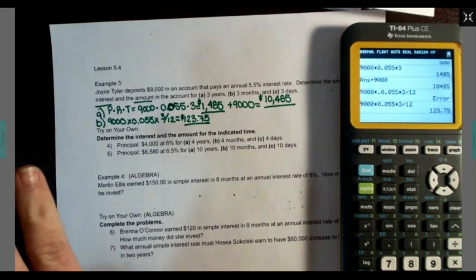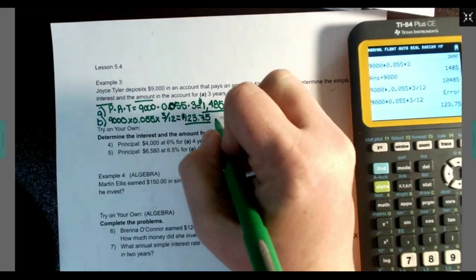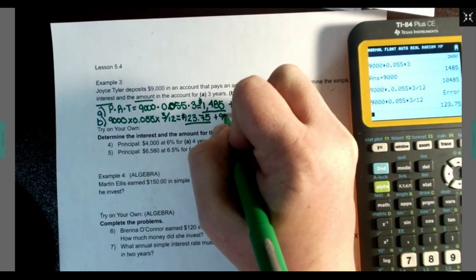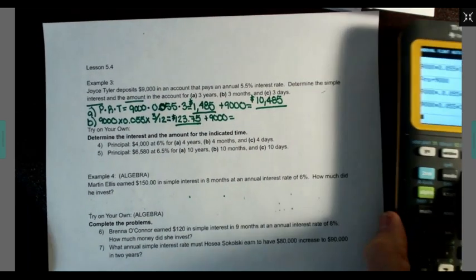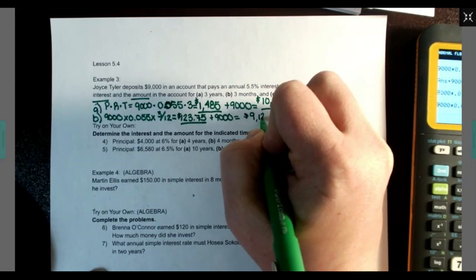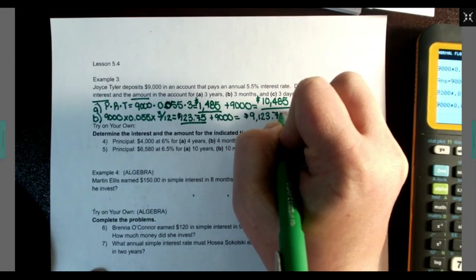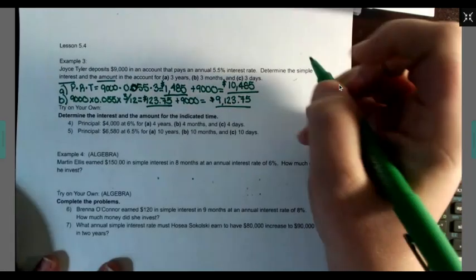Now remember, this is only my interest. I have to add that to my original principal to find out how much money is now in the account, which would be $9,123.75. Let's take a look at C.